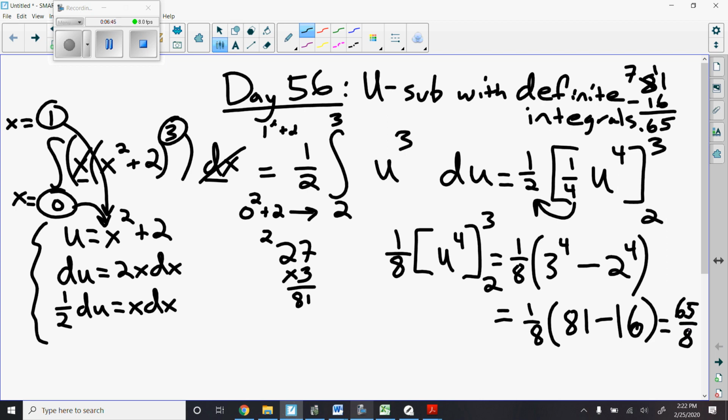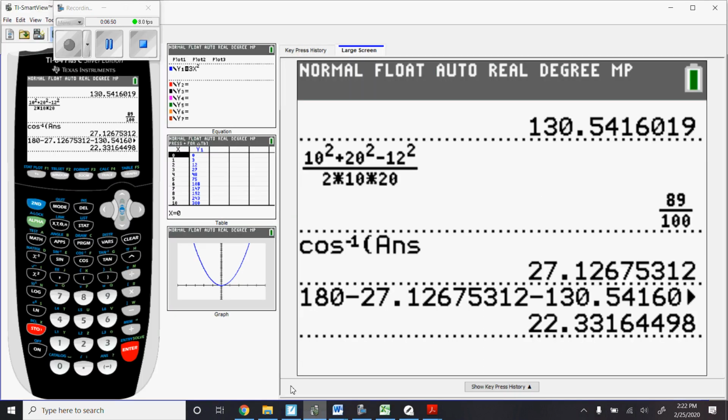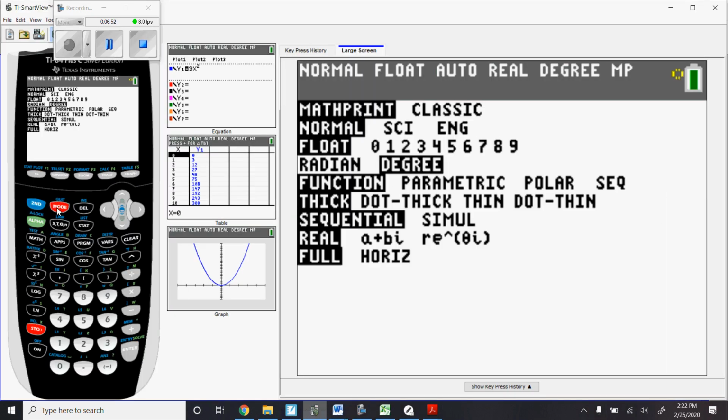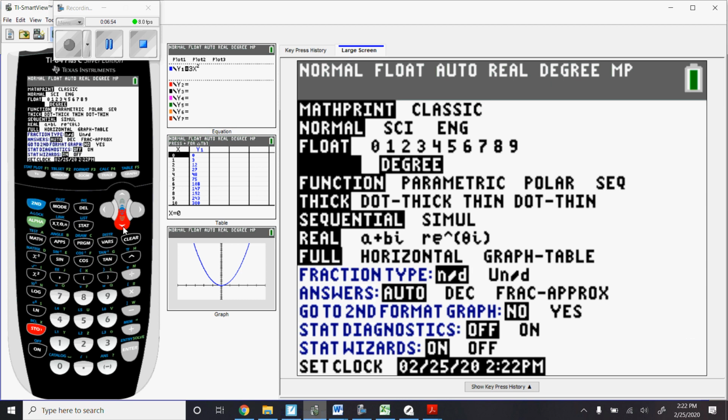Now, if I go to my handy dandy calculator here, let me just get it back in radians for later.